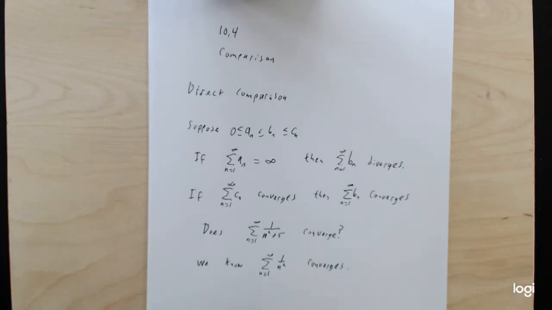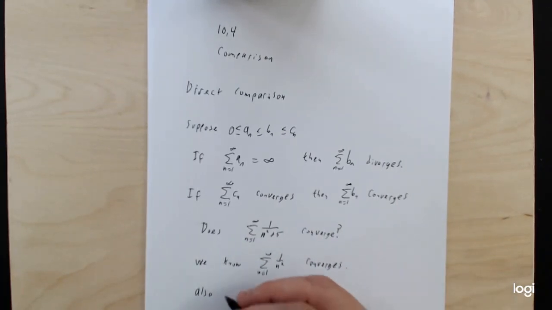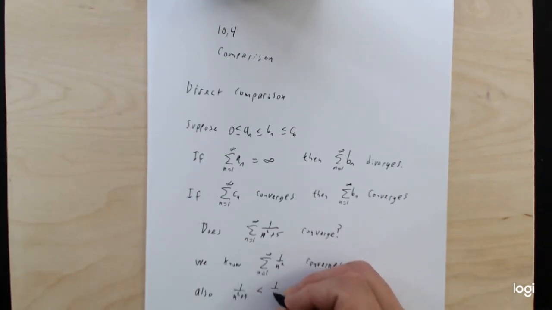We also know, move my paper here a little bit, that 1 over n squared plus 5 is always going to be less than 1 over n squared.